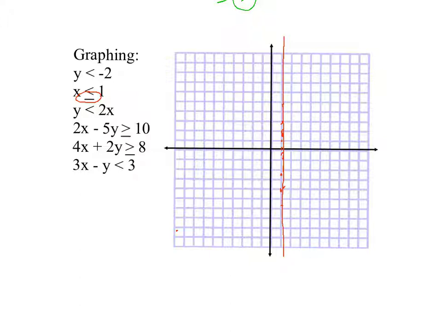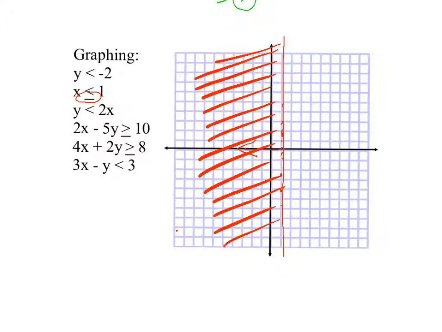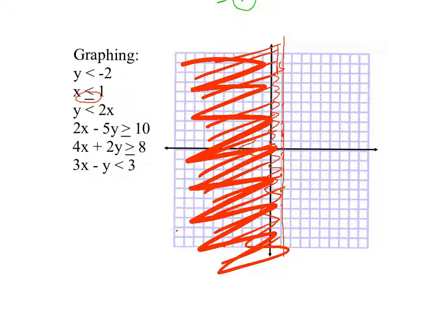And then it's saying x is smaller, and x values are smaller if we go to the left. So we shade that in on the left side of our red line. That includes all this space in here. Shade all of it. And that would be our graph.